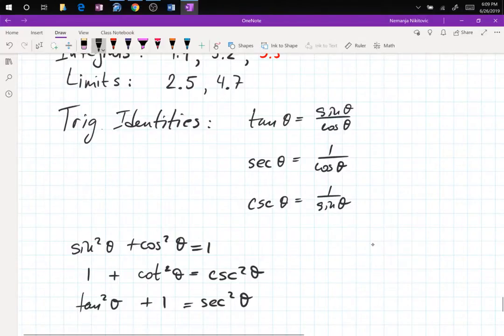You will be using this in two integration technique sections. One of them is trigonometric substitution, and the other one is trigonometric integrals. So you will need these formulas.